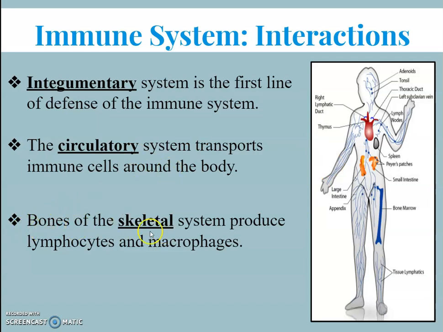And then also the bones of the skeletal system help produce the lymphocytes, which are white blood cells, and those macrophages that eat the pathogen. And so that's another way they interact.